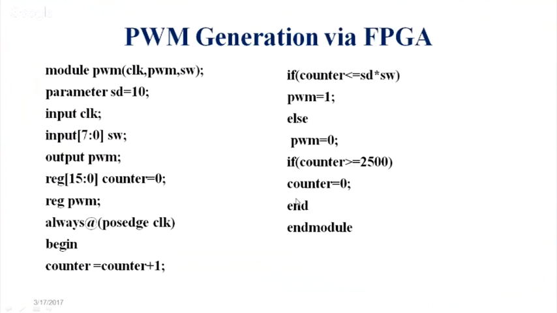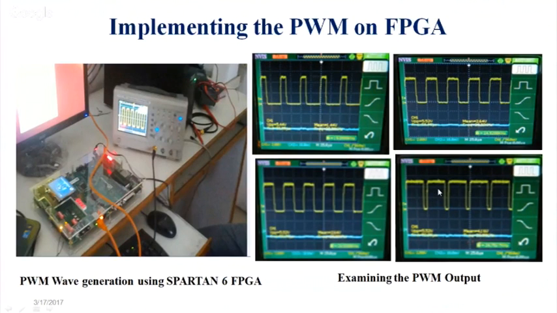If the counter is greater than 250, the counter should be 0, because we want to make a counter from 0 to 250. So whenever the counter increments past 250, it should be 0. So we will get a limited frequency, or we can say we have a limited time period. Now when we run this program, we see different types of output pulses over here.